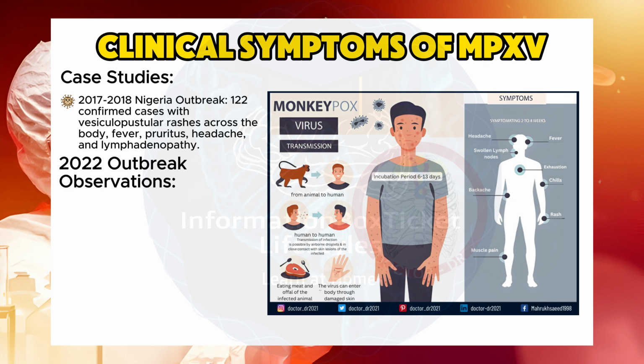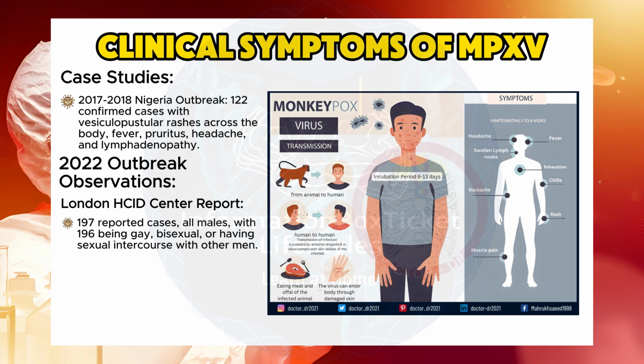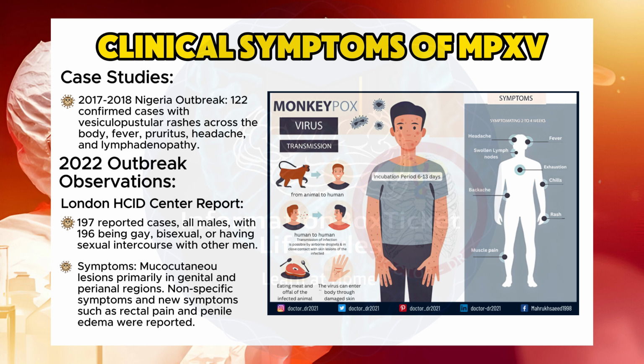2022 outbreak observations. London HCID Centre report: 197 reported cases, all males, with 196 being gay, bisexual, or having sexual intercourse with other men. Symptoms: mucocutaneous lesions primarily in genital and perianal regions. Non-specific symptoms and new symptoms, such as rectal pain and penile edema, were reported.